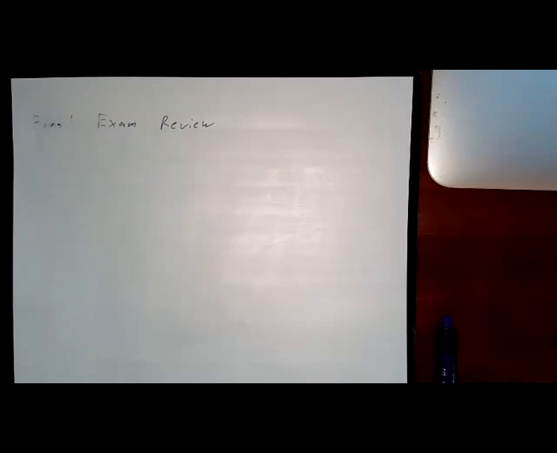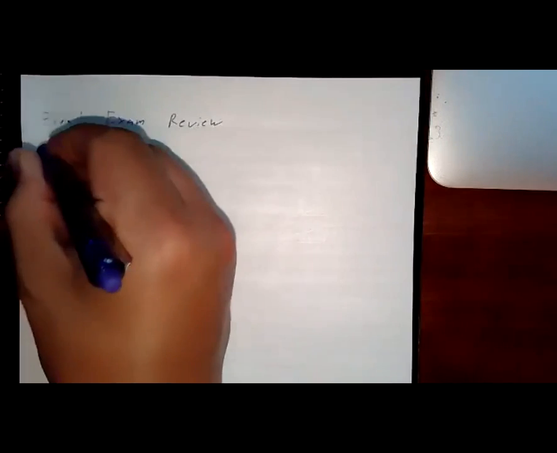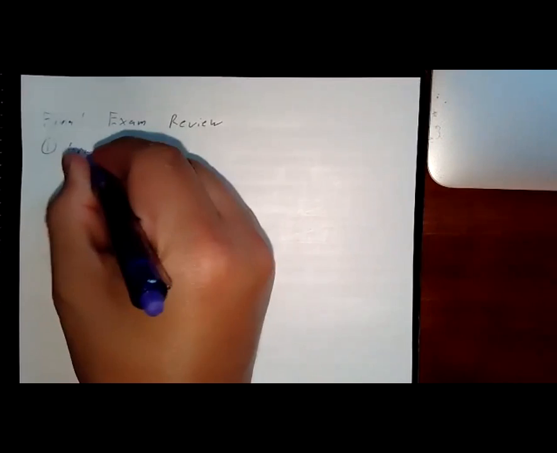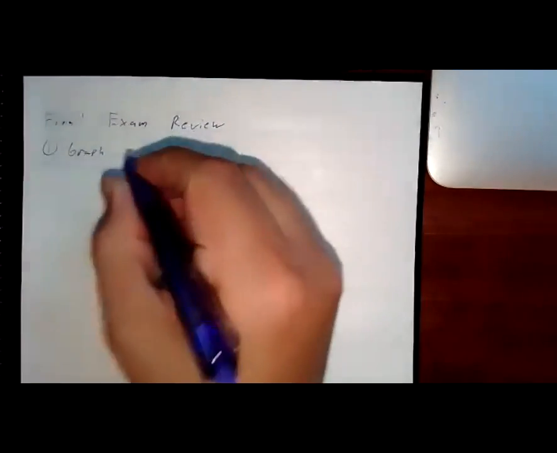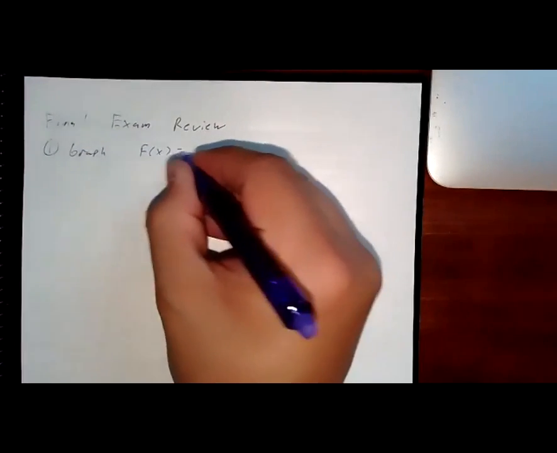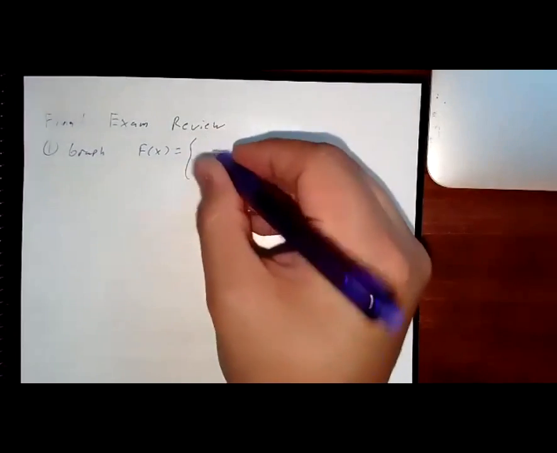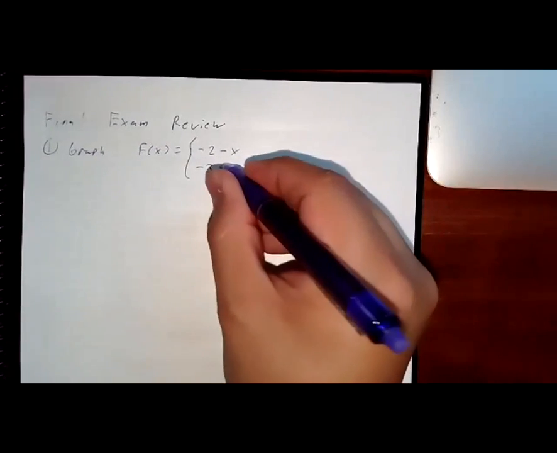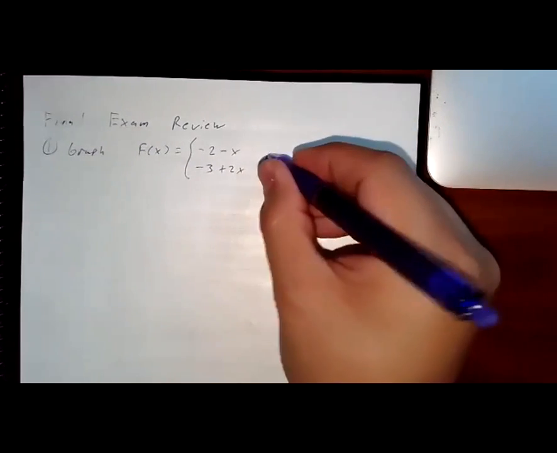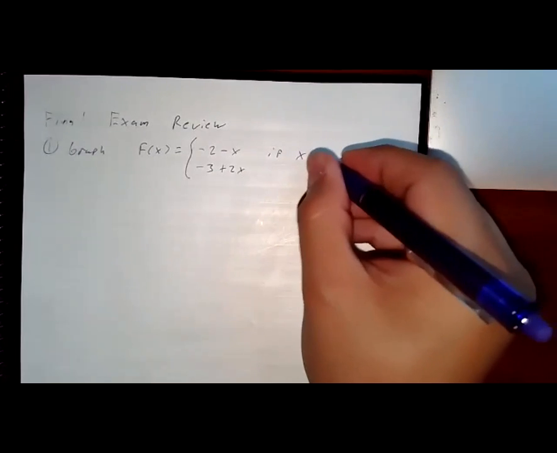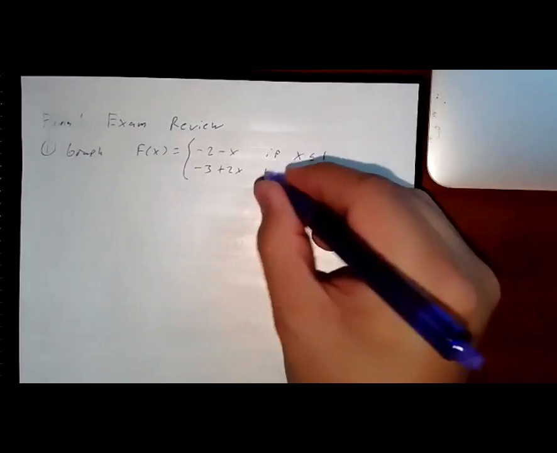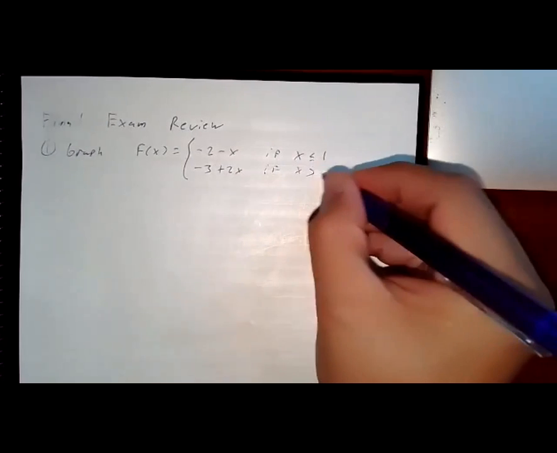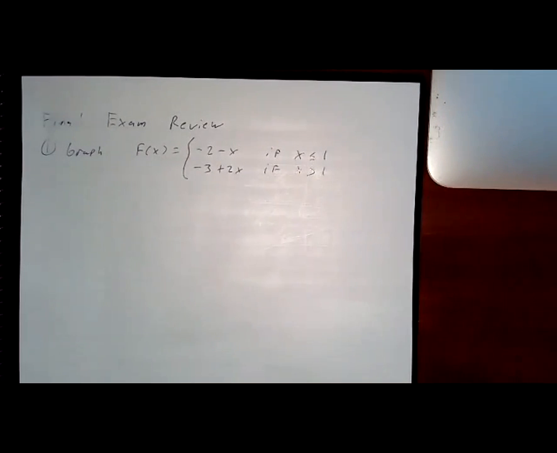Okay, so I'm going to write number 1, graph f of x, -2 minus x, -3 plus 2x, if x is less than or equal to 1, if x is greater than 1. All right, so let's go get the grapher out and see what's going on.